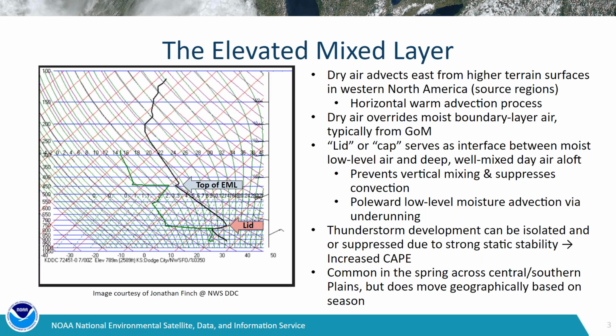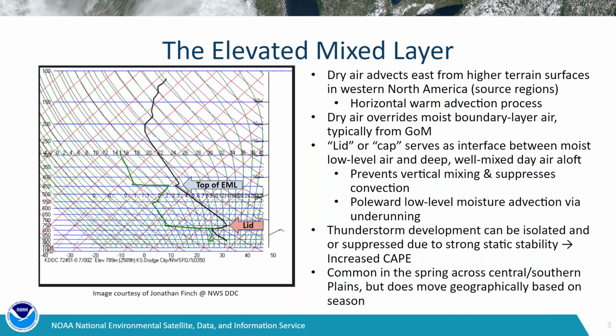So what is the elevated mix layer? Well, basically it's a warm air advection process, with dry air over the higher terrain, the Mexican Plateau, the Rockies, etc. Boundary layer heating occurs over those areas, and that warm layer gets advected eastward or northeastward with time, and eventually overrides moist boundary layer air, typically from the Gulf of Mexico. That separation between the dry air aloft and the moist boundary layer air, typically from the Gulf or another moisture source, is what we call the cap or the lid. And that really helps prevent vertical mixing and suppresses convection to just some isolated storms here and there.